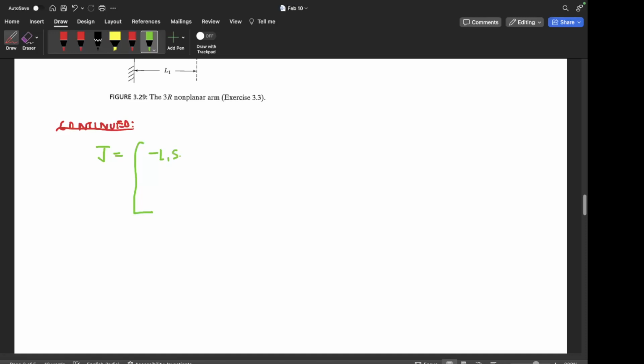minus L1 S1 minus L2 S12, second element minus L2 S12, then L1 C1 plus L2 C12 and L2 C12. Okay, so this is the Jacobian.